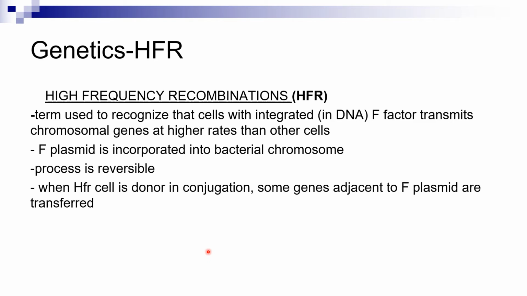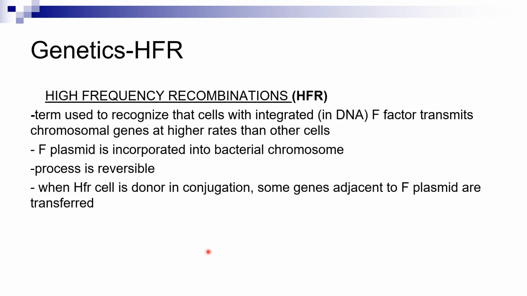This is called high frequency recombinations, or HFRs. And this term is used to recognize cells that instead of having their F factor as a plasmid, they're still an F positive cell. They have the fertility factor, but the plasmid has been incorporated into the bacterial chromosome. It can go in and out of the bacterial chromosome, but at portions of its life, it is within the bacterial chromosome. So when the bacteria itself undergoes binary fission, it is replicated with that cell and goes to both daughter cells.